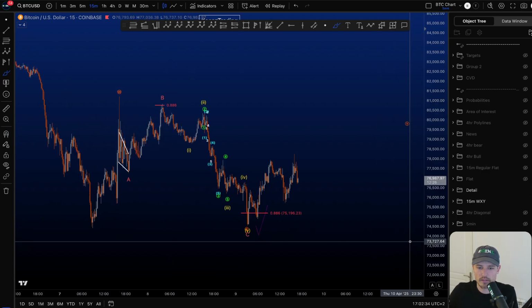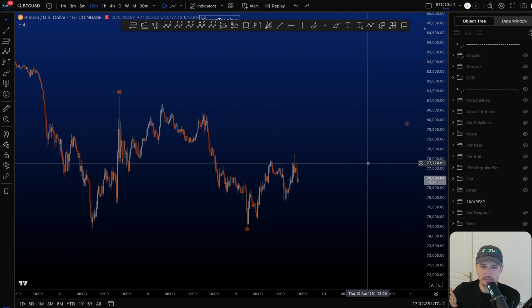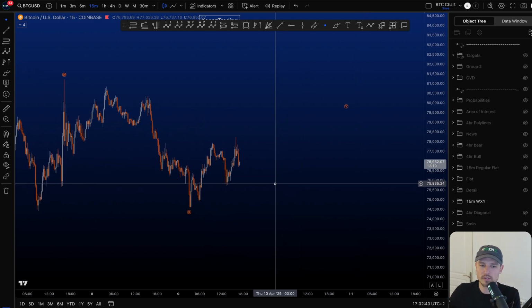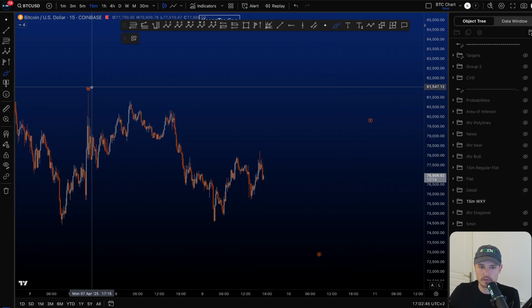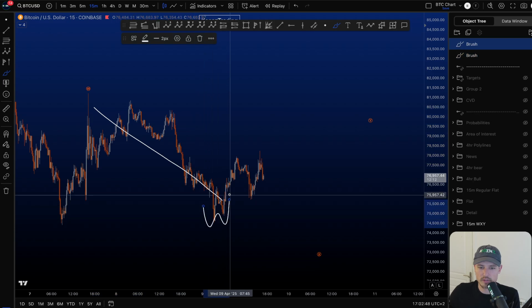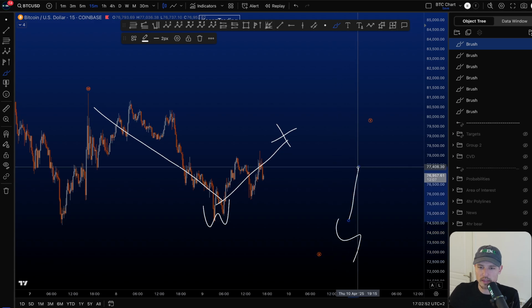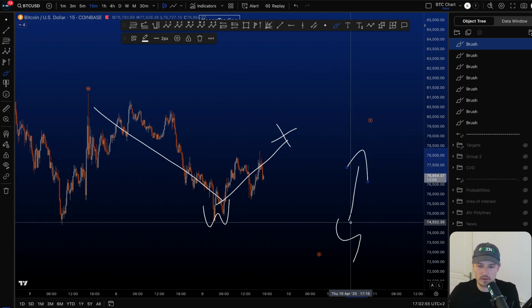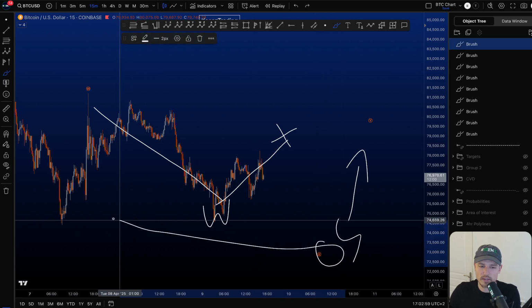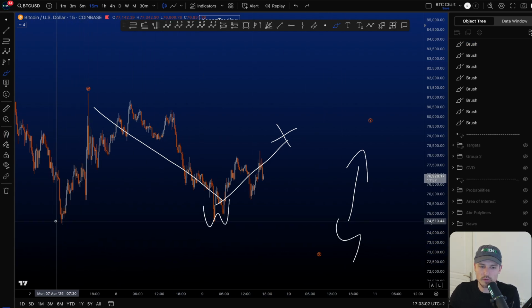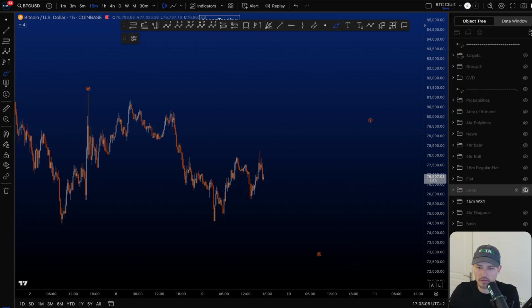Now, I already showed you this. This is then the sub-degree count that we have in X at the moment, right? And an alternative X is X moving down. So then you have W over here. This becomes W, X, Y, double zigzag, right? And then you move up in a wave Y again. But preferably, or at least it's less common for wave X to take out the origin of your wave W. The moment you take out this low, you preferably start talking about flat structures.